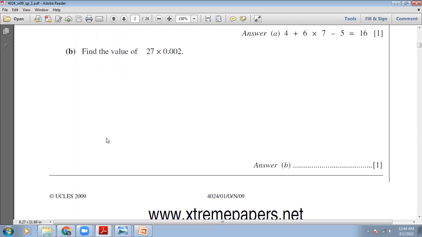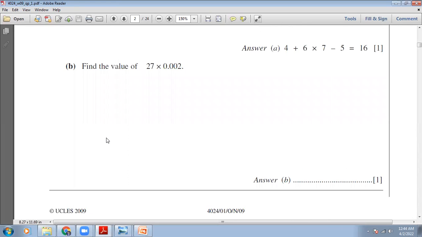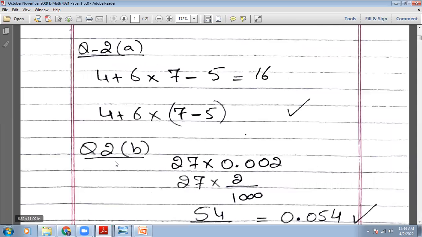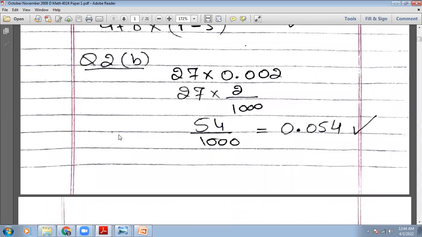Okay. B part, he says find the value of 27 multiplied by 0.002. So we will remove this decimal. It will become 2 by 1000. So we will have 27 multiplied by 2 by 1000. In the place of the decimal, I put 1, and after the decimal, we count how many digits there are. That many zeros I put in the denominator.